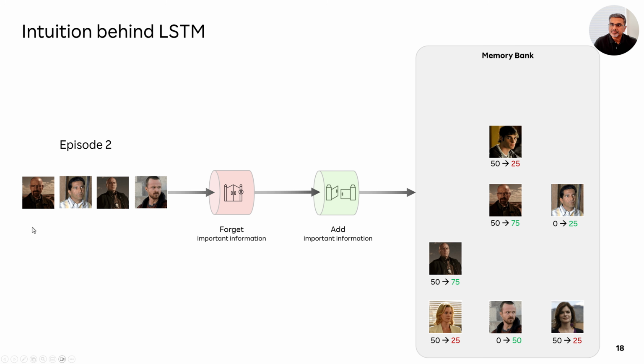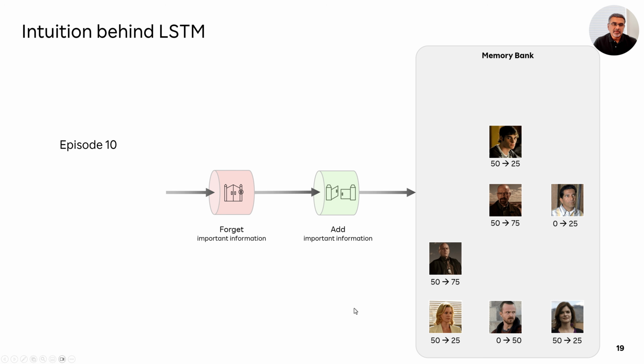He gets some screen time. So does Hank. And we essentially add more score to both Walter White as well as Hank. So our memory bank now has this information for each of these characters. Okay, now let's keep on watching more episodes.